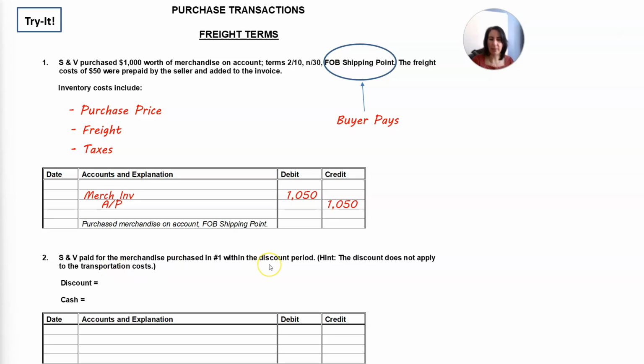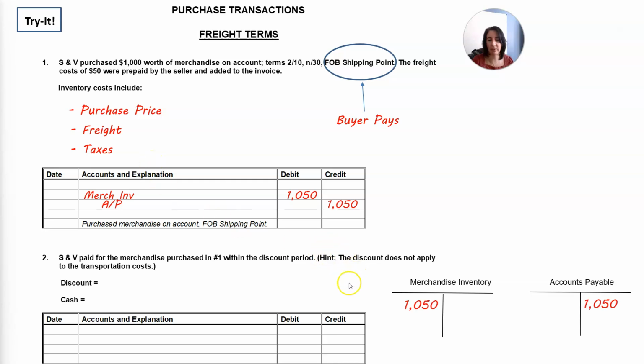Now we're going to pay within the discount period. But realize that $50 is really like the money they paid to FedEx to ship it to us. So the people we're buying from are offering us a discount on the $1,000 of merchandise, but they're not offering us a discount on the $50, right? So the discount is only going to apply to that $1,000. Here's our little T accounts, 1,050. The discount only applies to the actual merchandise we're purchasing. That extra $50 we paid for FedEx, they don't care about our discount. So we will have a $20 discount, which means we're only really paying cash of $1,030.